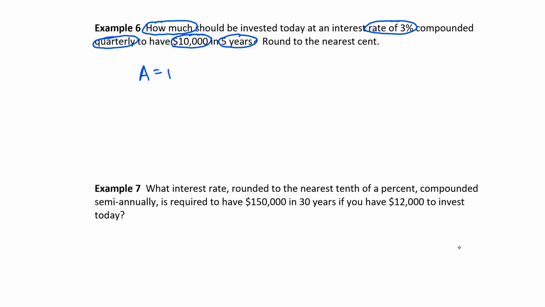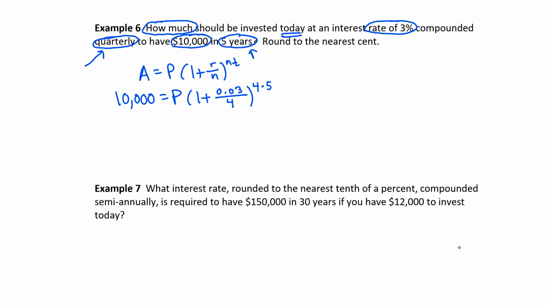We're using the same formula, principal times 1 plus R over N exponent NT. Now, our future value, our goal is 10,000. So in this case, we're going to plug that in for A. What we don't know is how much should be invested today. That's our present value or principal. We do know that the rate of interest is quoted at 3%. As a decimal, that's 0.03. And we are looking at quarterly compounding. That means interest is added 4 times per year, and this is going to occur every year for 5 years.